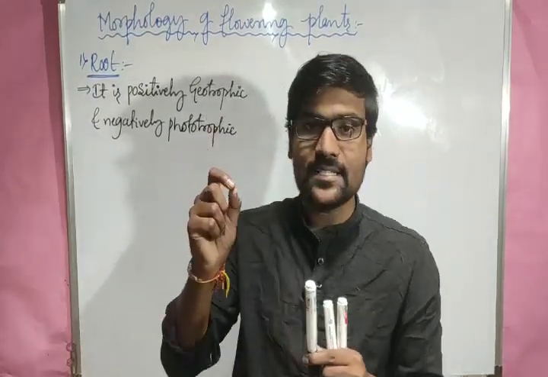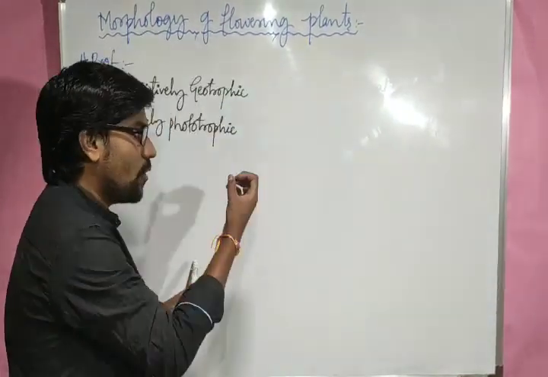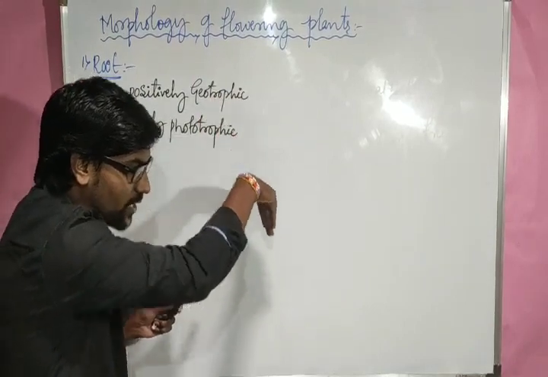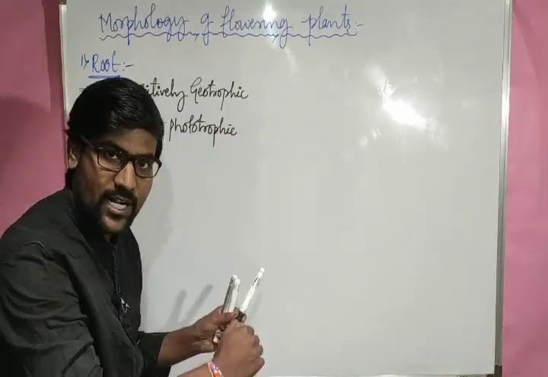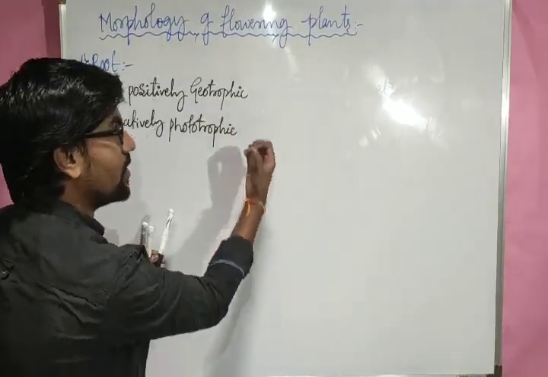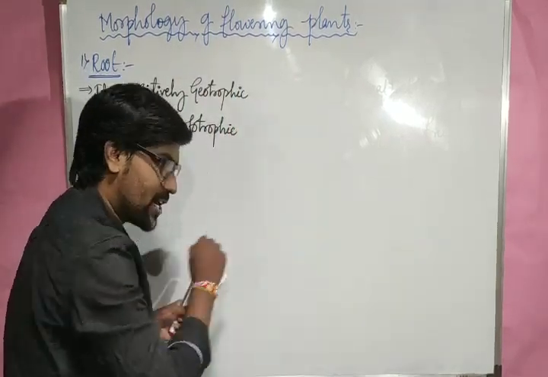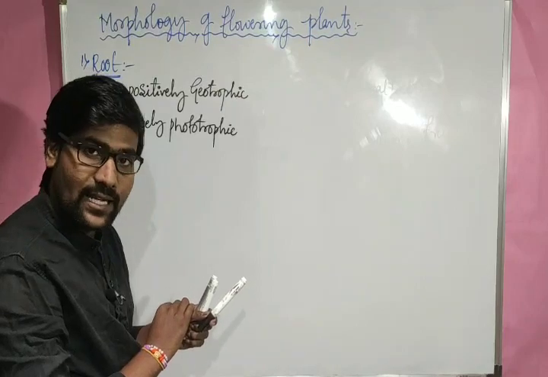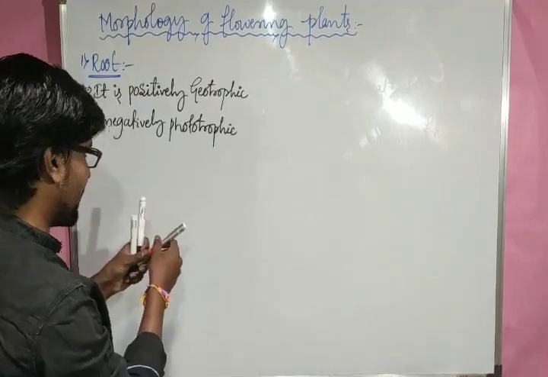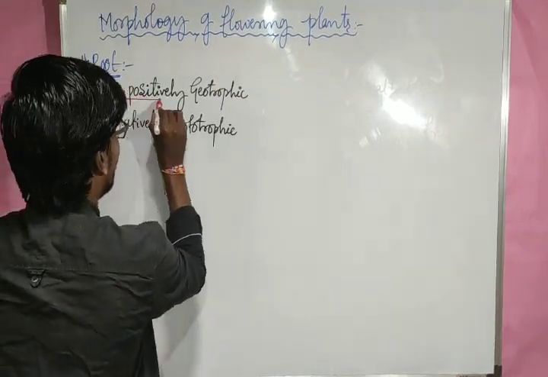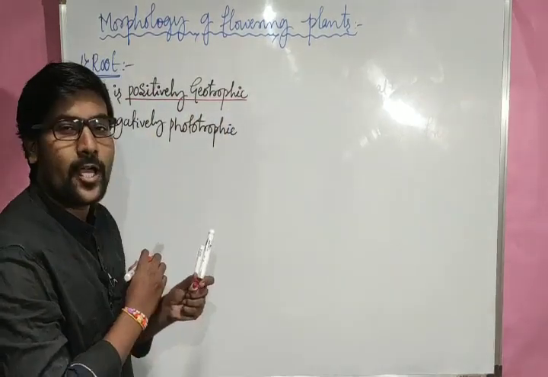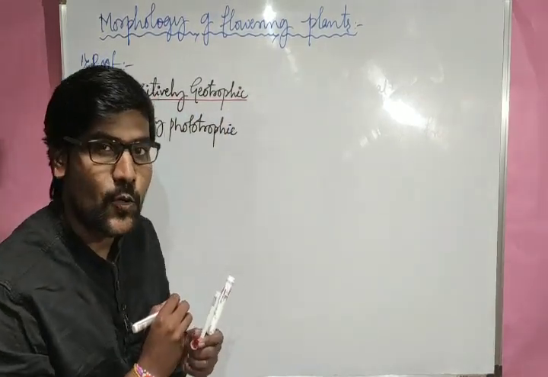In that sense, radicle always grows in the downward direction. Plumule always grows in the upward direction. If the radicle is growing in the downward direction, then that condition we will refer to as positively geotropic. So root is positively geotropic.